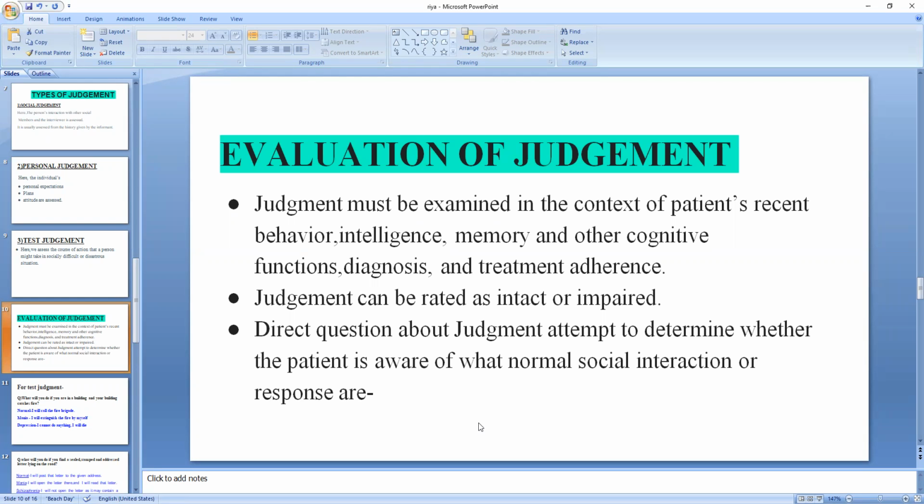Personal judgment. Suppose... A person suffering from mania will say that I will go and I will become the Prime Minister of India. And a person suffering from schizophrenia will say that I will not do it because my family members will kill me. So this is how we test it. Thank you.